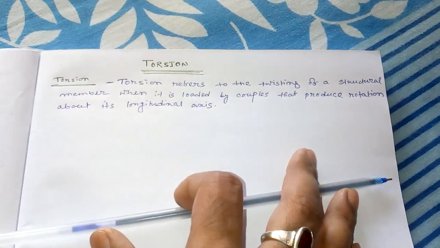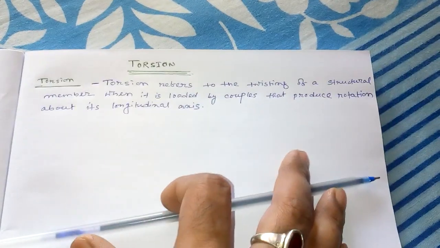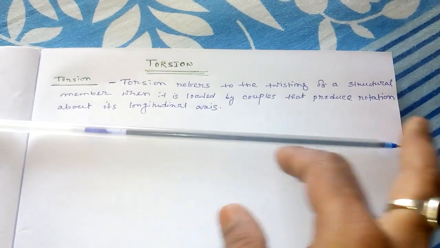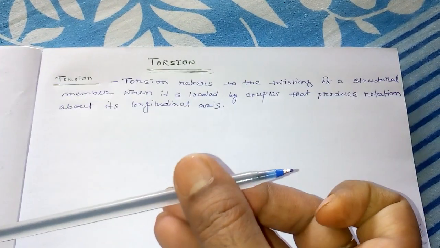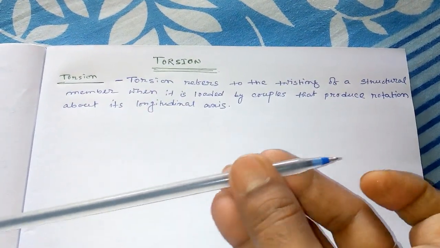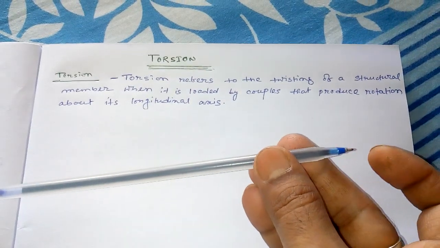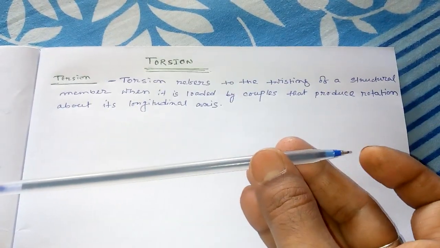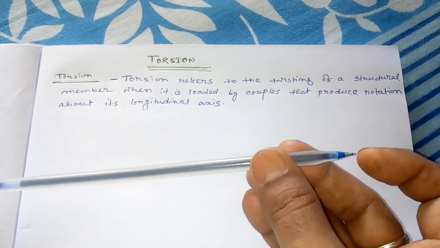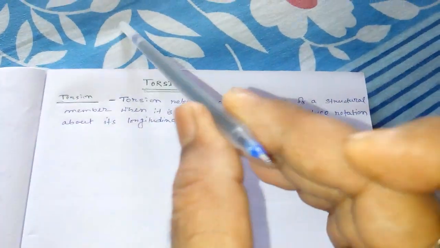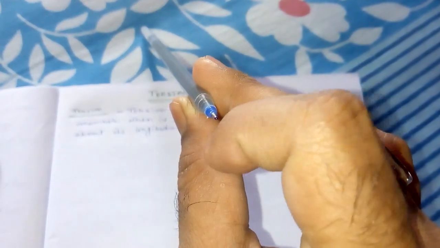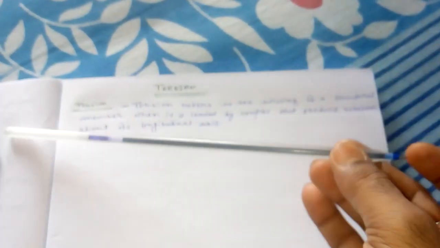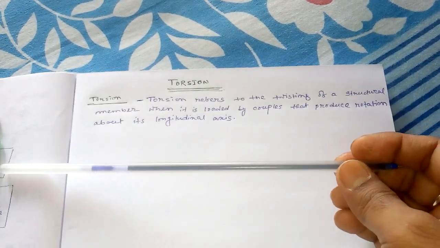In that case also we have discussed applied moment. But what if a couple or a moment is applied with respect to the axis of the member? For this particular member, the nib of this pen will be the axis, and if we apply a couple or moment with respect to this axis, what will happen? It will twist the pen, right?